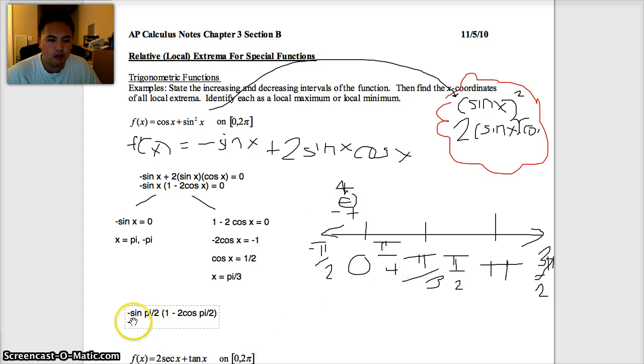Okay. Testing pi over 4. Sine of pi over 4 is radical 2 over 2. And then here, cosine of pi over 4 is radical 2 over 2 again. I know it's hard to write this out, so I'm just going to tell you. 2 times radical 2 over 2 is radical 2. And I'm left with 1 minus radical 2. Some of you might need a calculator, but you should know that radical 1 is 1. And do you agree radical 2 is bigger than radical 1? Or you can use a calculator. This is going to be a negative number. So on the left side I have a negative. On the right side I have a negative. So it looks like this. So this whole zone is positive.